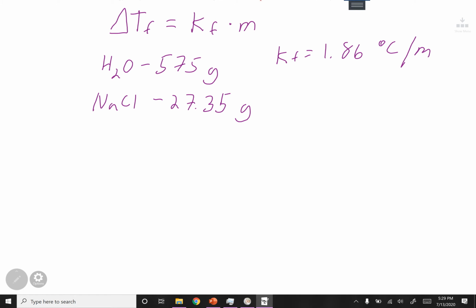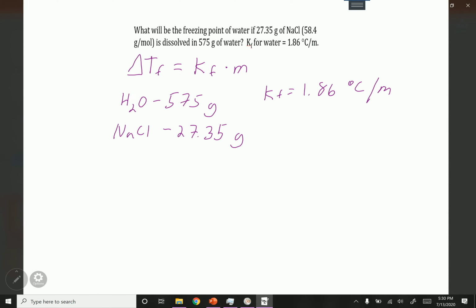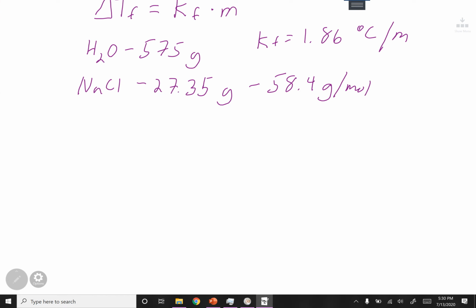So now what do we need? We need to calculate the molality of the solution. Did they give us a molar mass? They did. So let's go ahead and copy that down, 58.4 grams per mole for sodium chloride, and that's the only molar mass we need since we're not concerned with how many moles this is of water. Okay, so let's set up what little m is. We know it's the moles of the solute over the kilograms of the solvent. So we need to first calculate the moles of the solute.